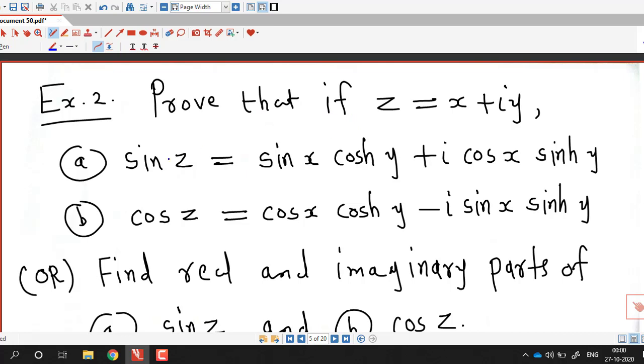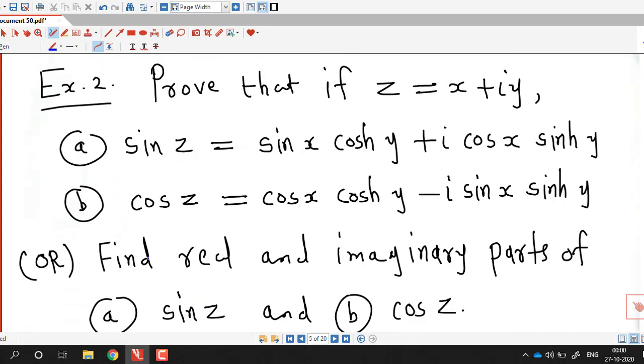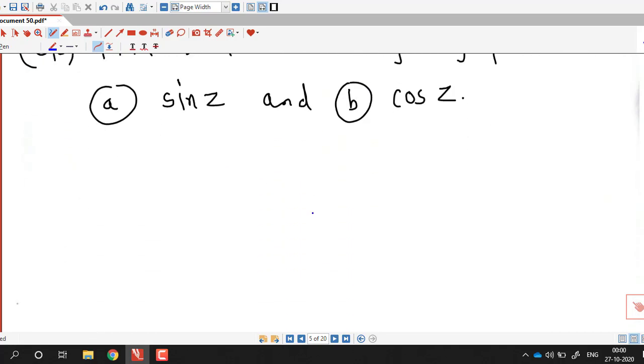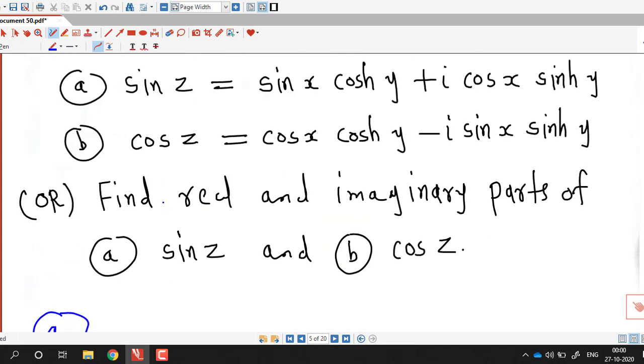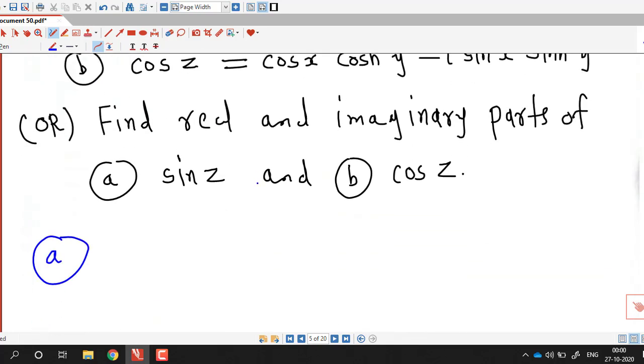If z is x plus iy, sin z is sin x cosh y plus i times cos x sinh y. A similar result holds for cos z. Sometimes they ask in this way also: find the real and imaginary parts of sin z and cos z. So let us try to prove this. We will do it for sin z. For cos z you can do it in a similar way. So I am doing part A only.